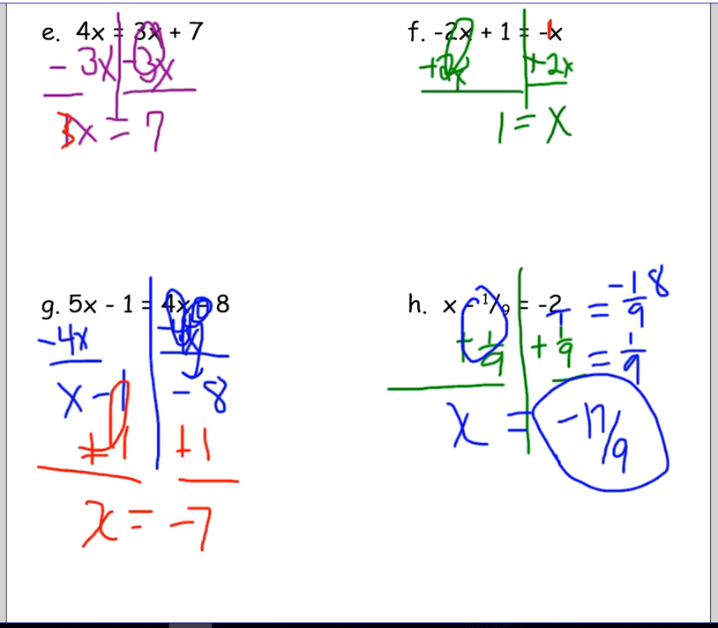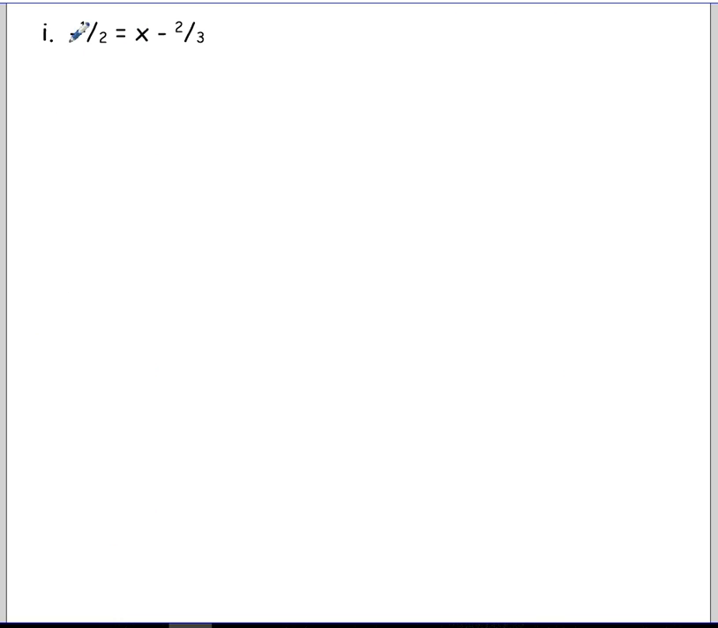Let's look at another one dealing with fractions. We have negative 1/2 equals x minus 2/3. So again, here's our equal sign. On the side with the x, we see minus 2/3, so we'll add 2/3, which means we have to do negative 1/2 plus 2/3.